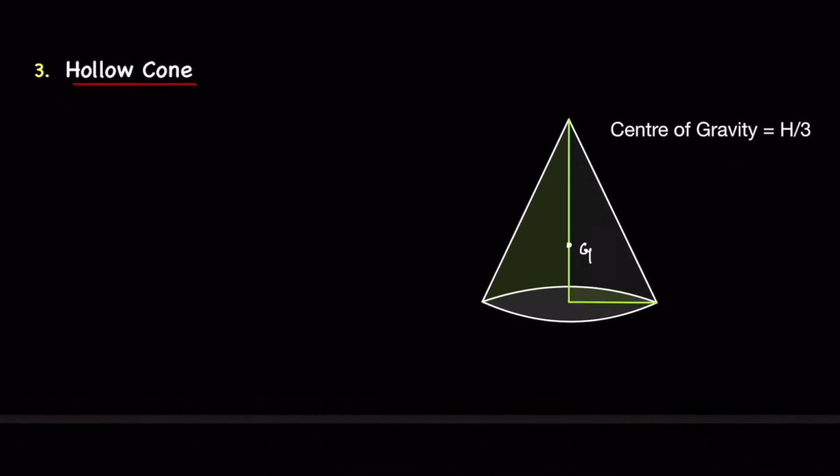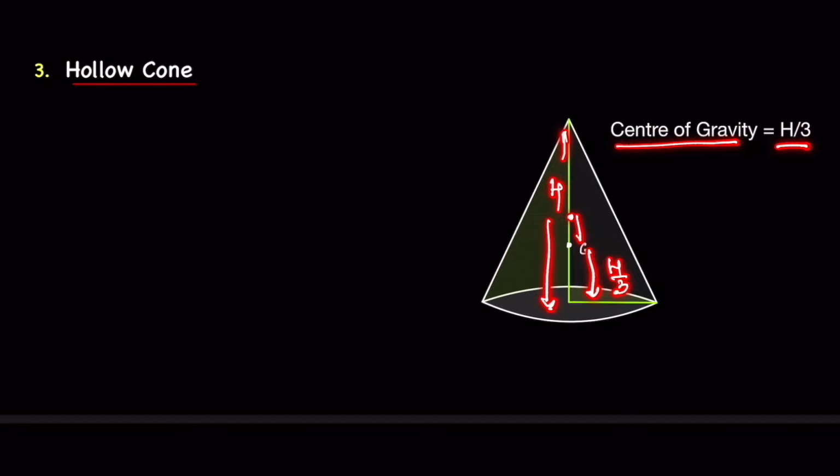Hollow cone. In a hollow cone, the center of gravity is h by 3. If this is the total height h, it will lie at h by 3. Means it will lie below the center, or below the midpoint of the height. Here is h by 2. So it will move in the downward direction, towards the base.